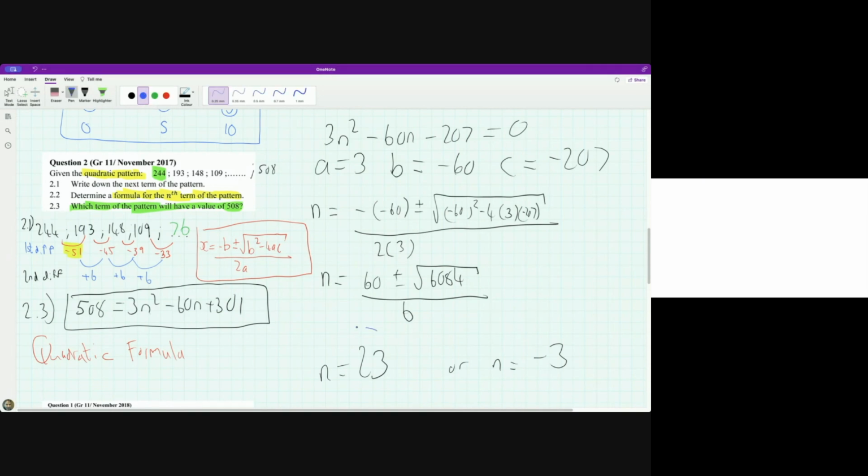23 is the correct answer, which means which term in the pattern? T23 will be equal to 508. And that's it. So the 23rd term is 508.